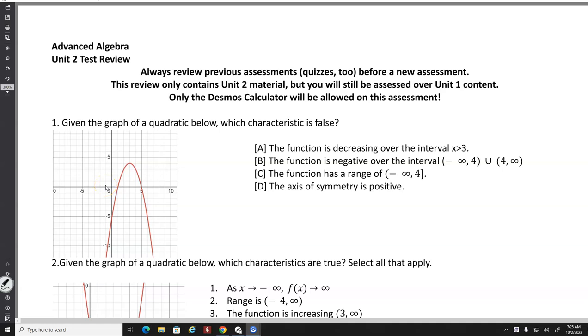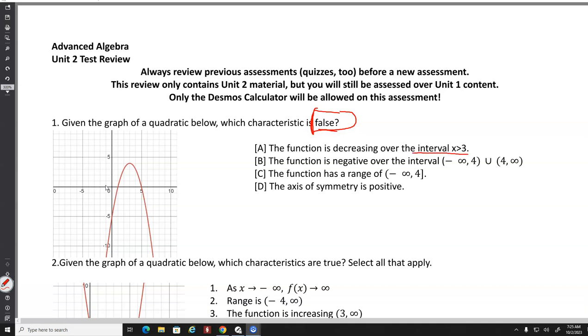All right, this is a review for unit test 2. Question 1. Given the graph of the quadratic below, which characteristic is false? So again, very important. False, which means not true. The function is decreasing over the interval of x is greater than 3.